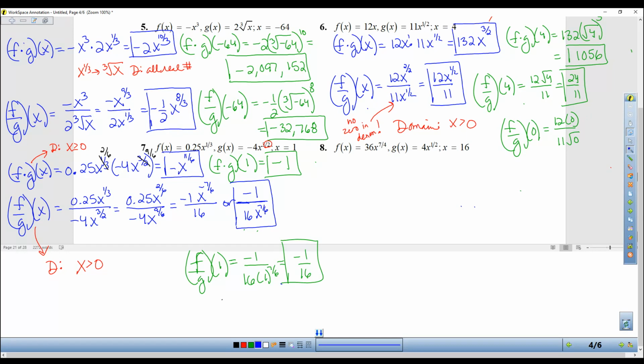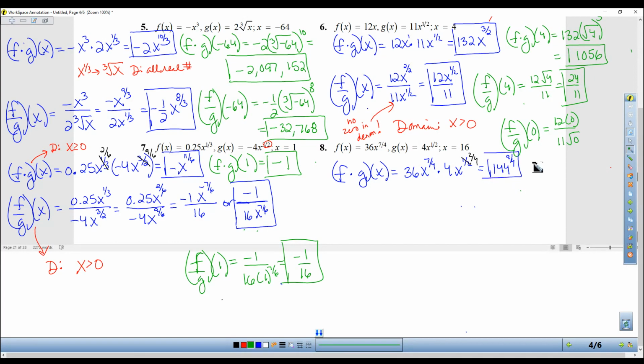Last one, if you are still watching these and not trying them on your own, shame on you. f times g of x is equal to 36 x to the 7/4 times 4x to the 1/2. In order to actually do that, you're going to have to change this to 2/4. And then all together, 4 times 36 is 144 to the 9/4. You can go ahead and leave it like that.